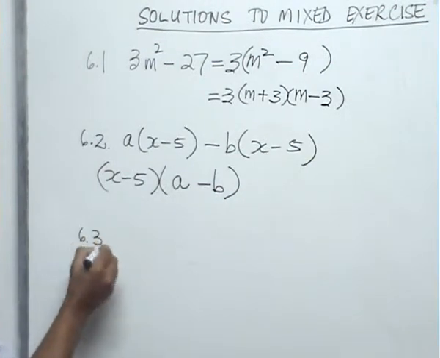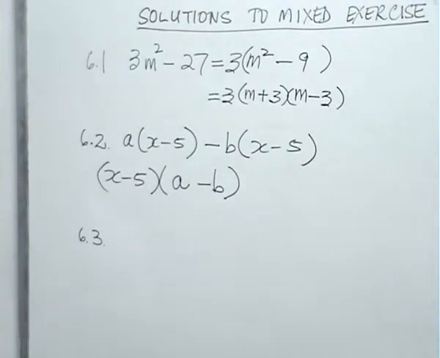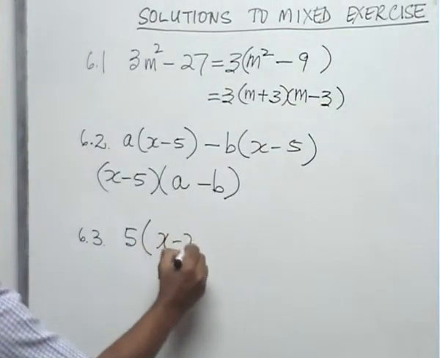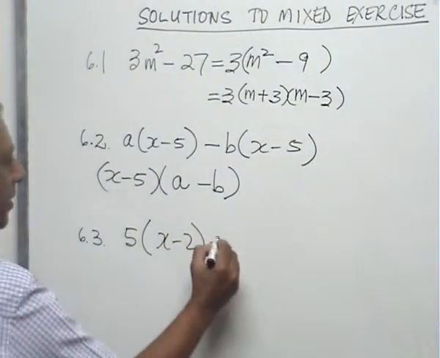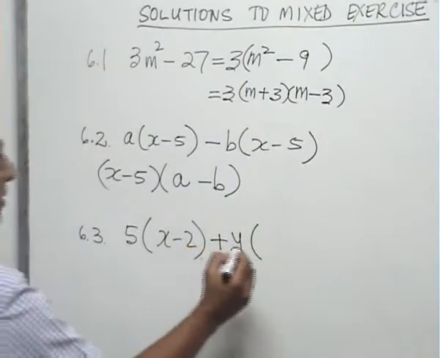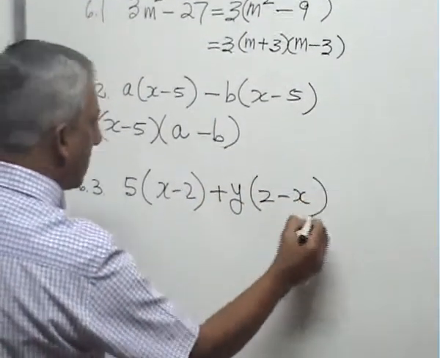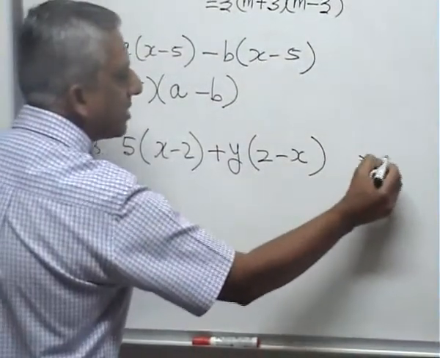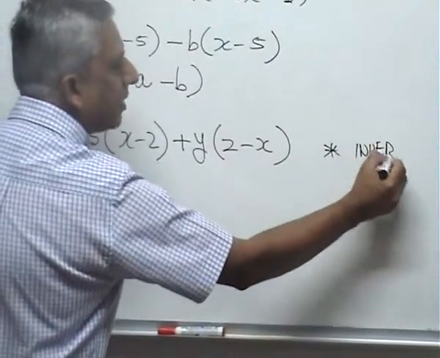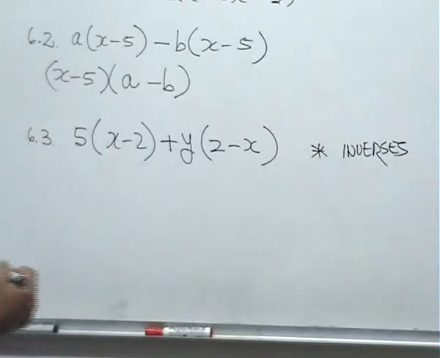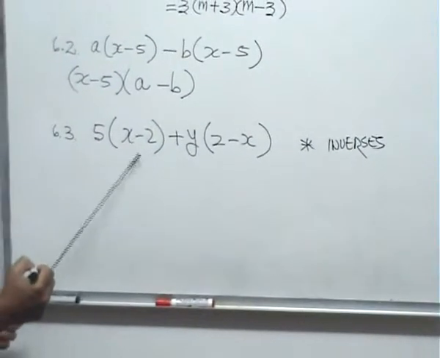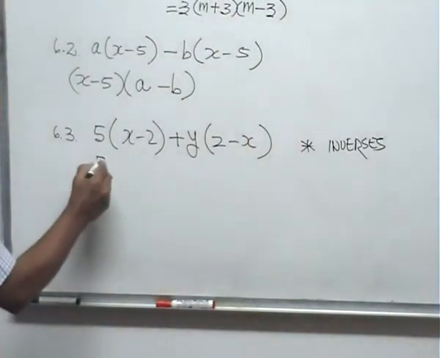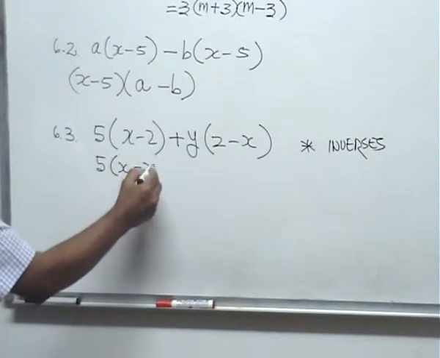Let's do 6.3. We got 5 into x minus 2 plus y into 2 minus x. So you have a good look at this and you realize that it's a case of inverses. Because here you got x minus 2 and here you got 2 minus x. So leave the first part just like that, 5 into x minus 2.